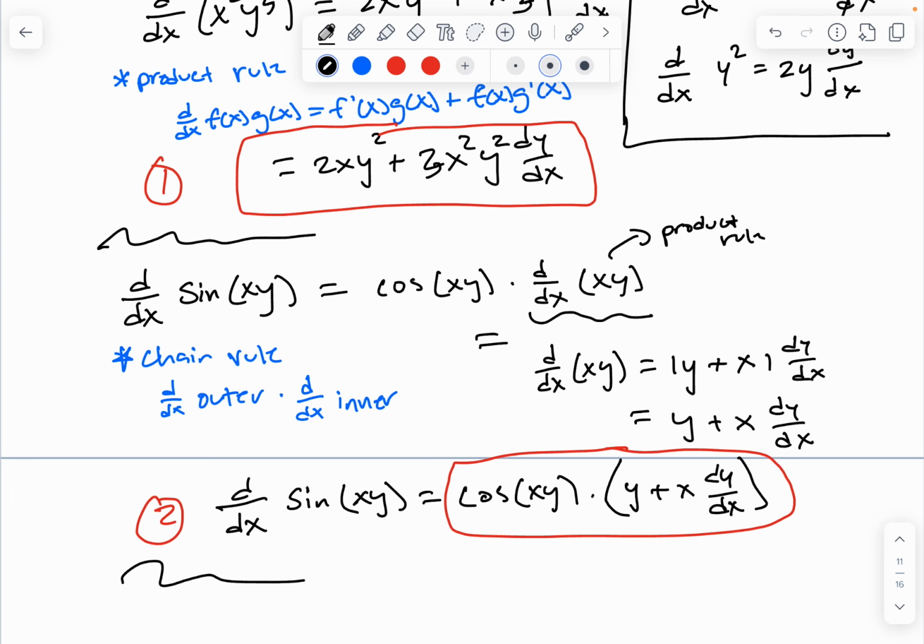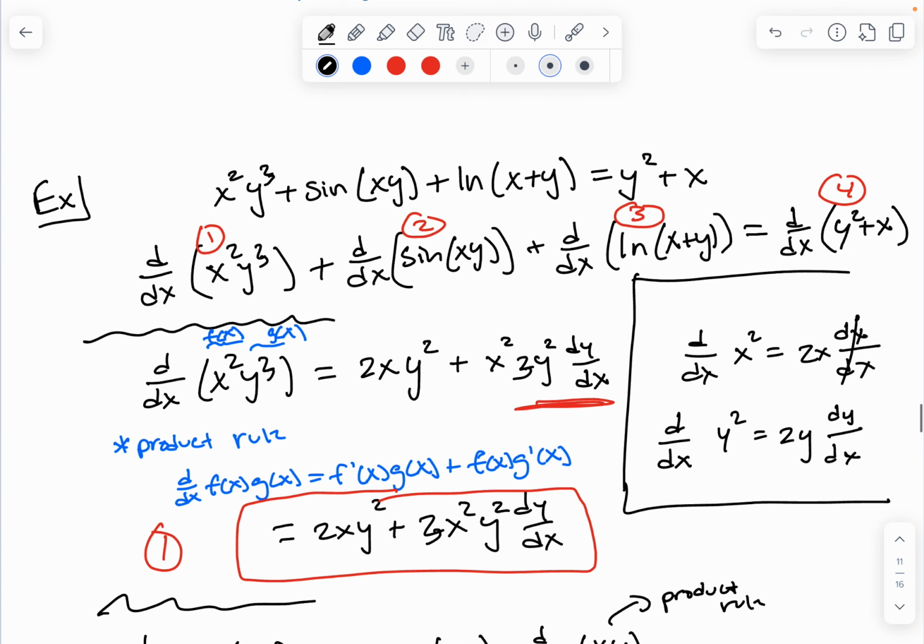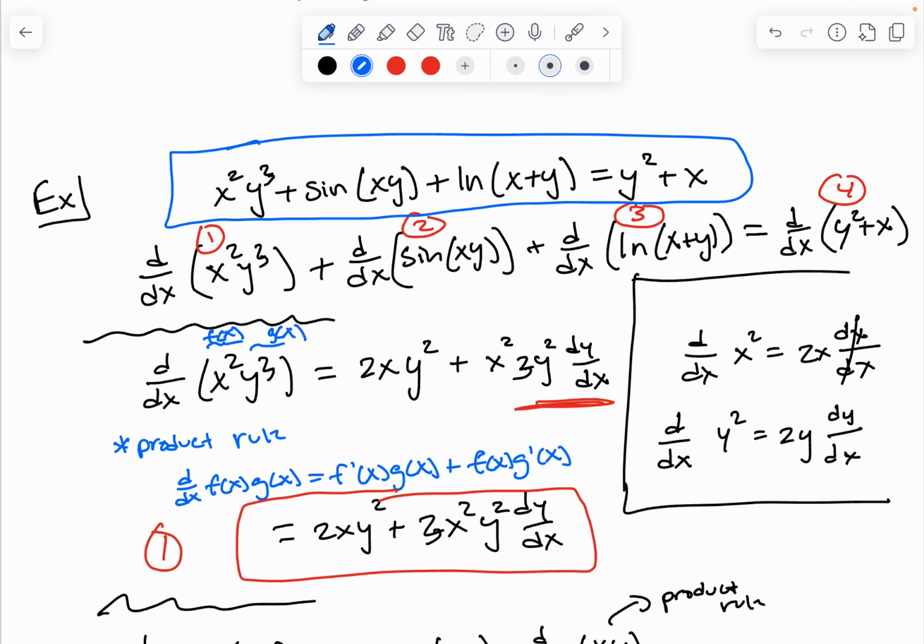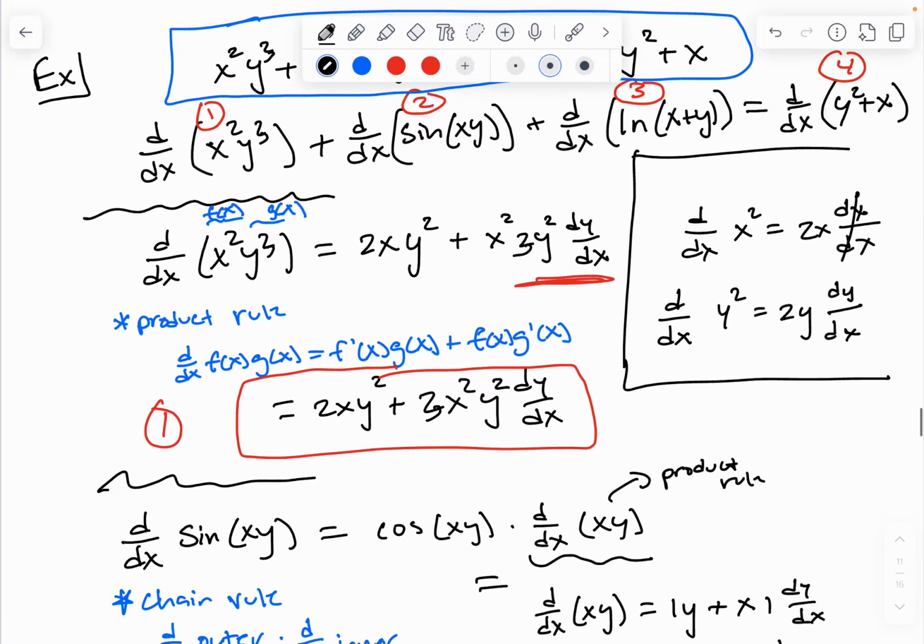So as you can see, every single big equation, I'm just going to highlight the original problem so it's easier to see. Every single big equation like this can be split up into multiple terms of easier magnitude. So we have a product rule, we have a chain rule with another product rule, and so on. So let's move on to the ln of x plus y.